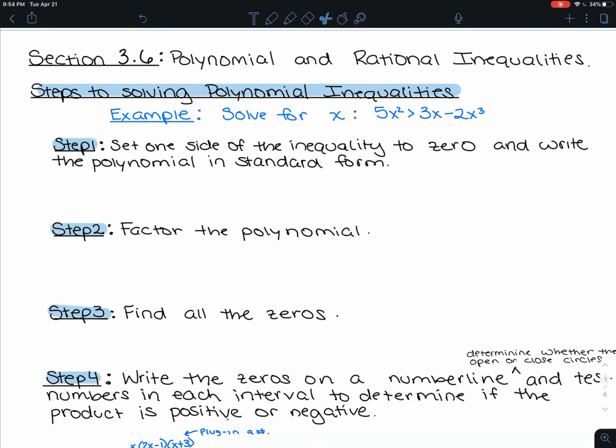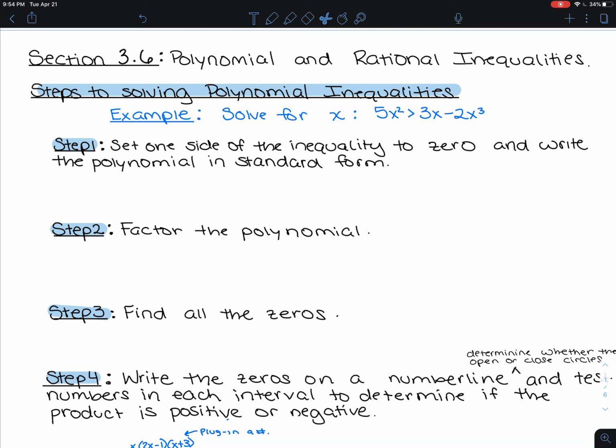Section 3.6, Polynomial and Rational Inequalities. First, let's take a look at how to solve polynomial inequalities. Since you've seen this before in a previous section, I'll go fairly quickly, but I did write down the steps just in case you need to review.